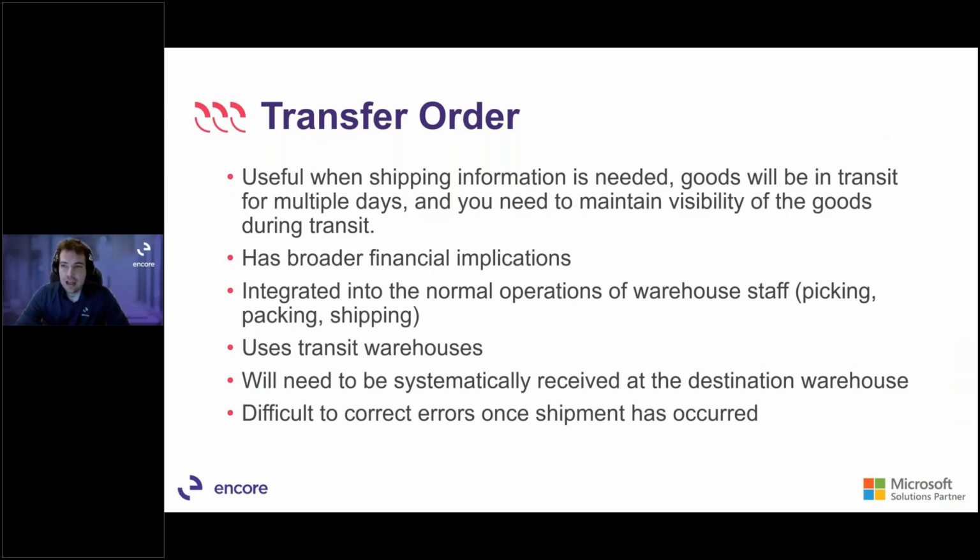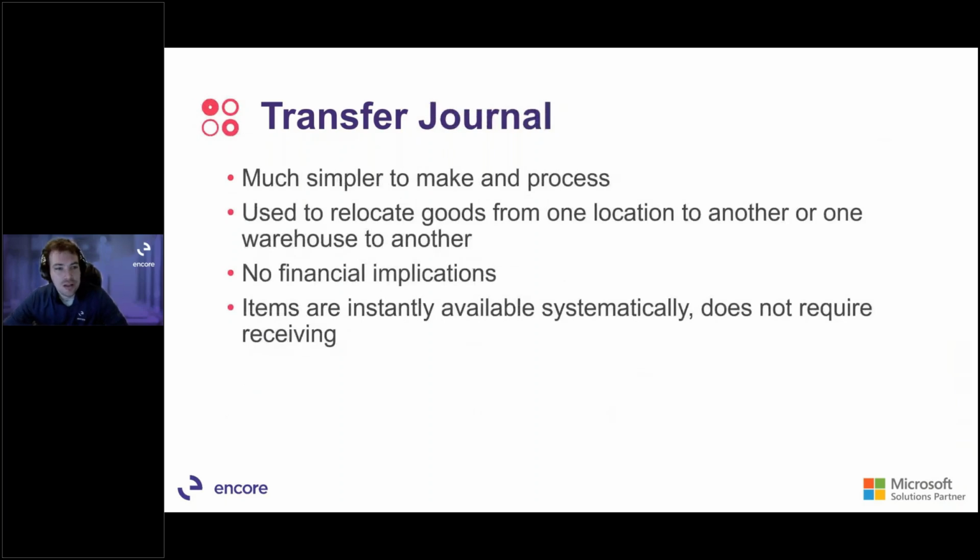So let's look at a transfer journal now in comparison to a transfer order. Transfer journals are much simpler to make and to process. They are generally used for relocating and reallocating products in a warehouse from one location to another or one warehouse to another, where you expect there to be almost no transit time between the two warehouses or the two locations.